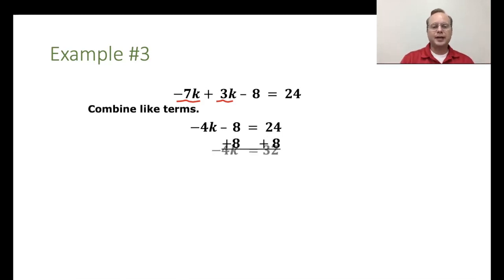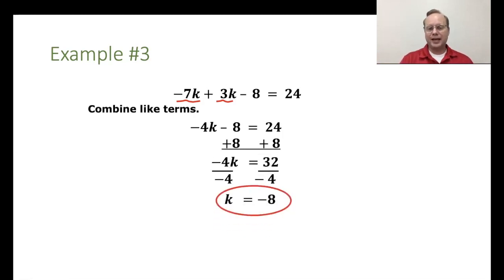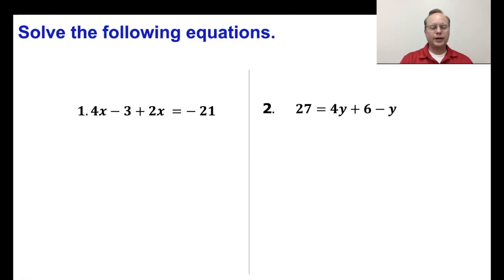Okay, so this gives me a -4k equals 32. Now I need to get rid of that -4. That means it's -4 times k. In order to get rid of that, I'm just going to divide both sides by -4. K would give me -8. Okay, and again, when you type these into your homework, you're just going to write a -8.